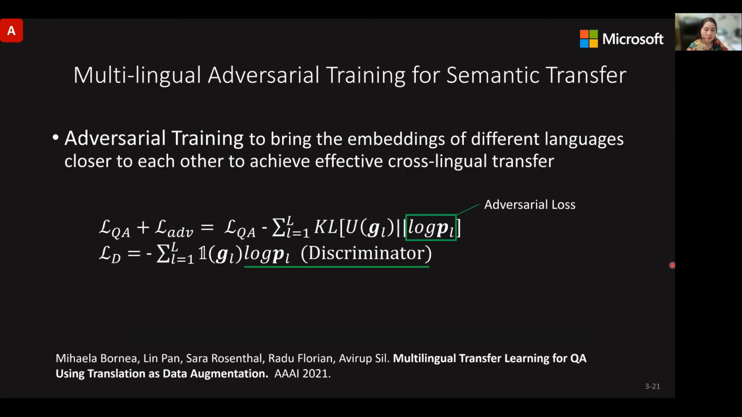The fourth approach, published at AAAI 2021, proposed an adversarial training method to bring the embeddings of different languages closer to each other to achieve better cross-lingual transfer. Specifically, in addition to the normal QA loss, an adversarial loss is introduced to make the embeddings across different languages closer, which tries to fool a language classification discriminator.